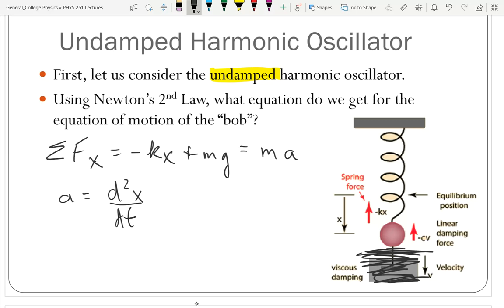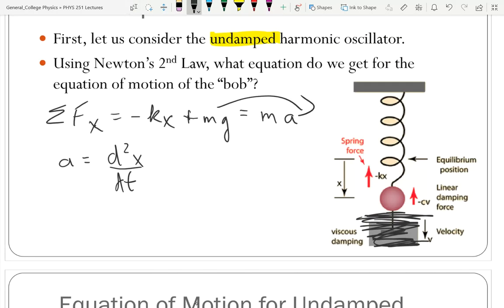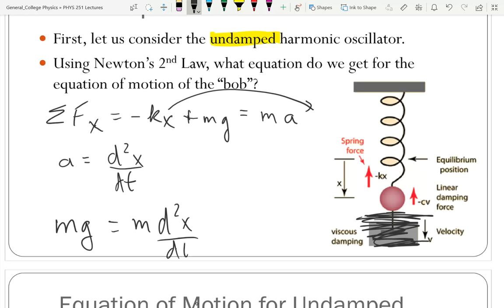And so I can write this equation as what we call a differential equation, and I'm going to move everything over to this side. So I'm going to have 0 equals, actually, I take that back. I am only going to move stuff that has x in it to this side. So I'm going to have mg equal to m d²x/dt², I forgot to write that the first time, plus kx. This is a second order linear differential equation.